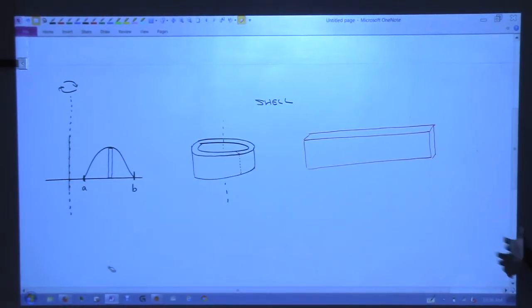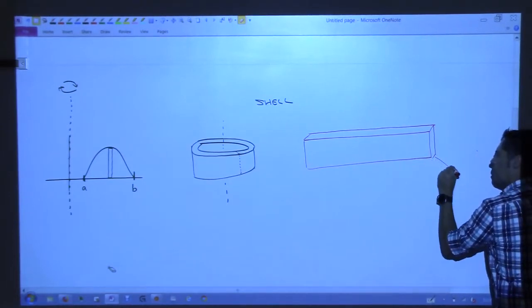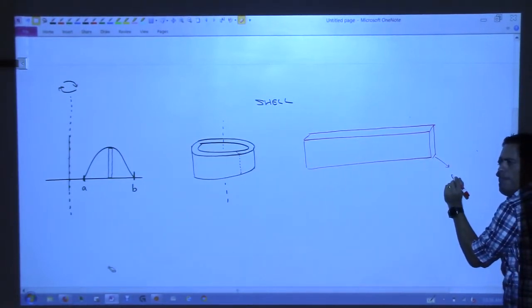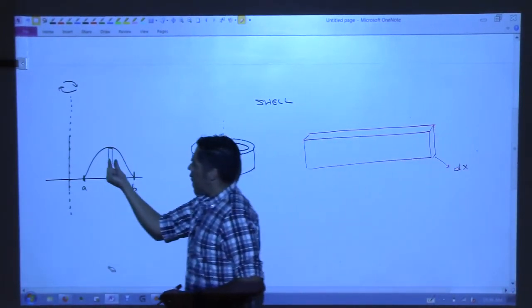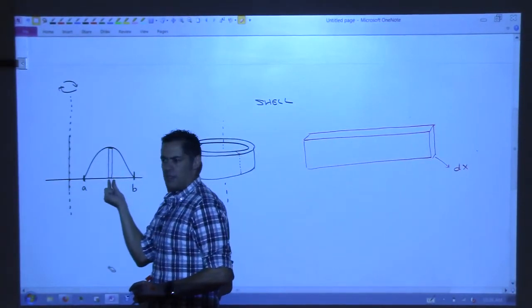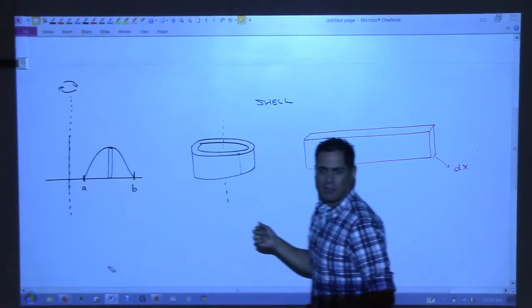The volume of a box is length times width times height. Okay, let's start with the easy one. What's that little thing right there? dx. That's dx because when I wrap this around, the thickness of it is the thickness of the rectangle, so that's dx.